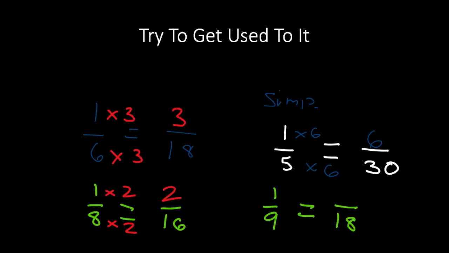Now time for our next problem here. 1/9. To get to 18, we can multiply 9 times 2 to get to 18. Now you have to multiply times 2 on the top. So times 2. 1 times 2 equals 2. So our answer here would be 2/18.